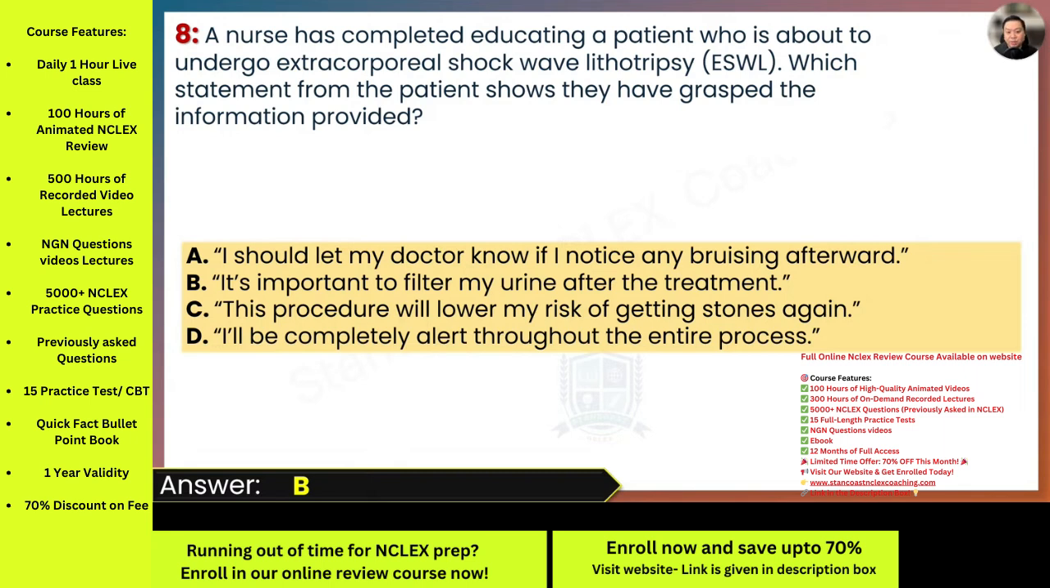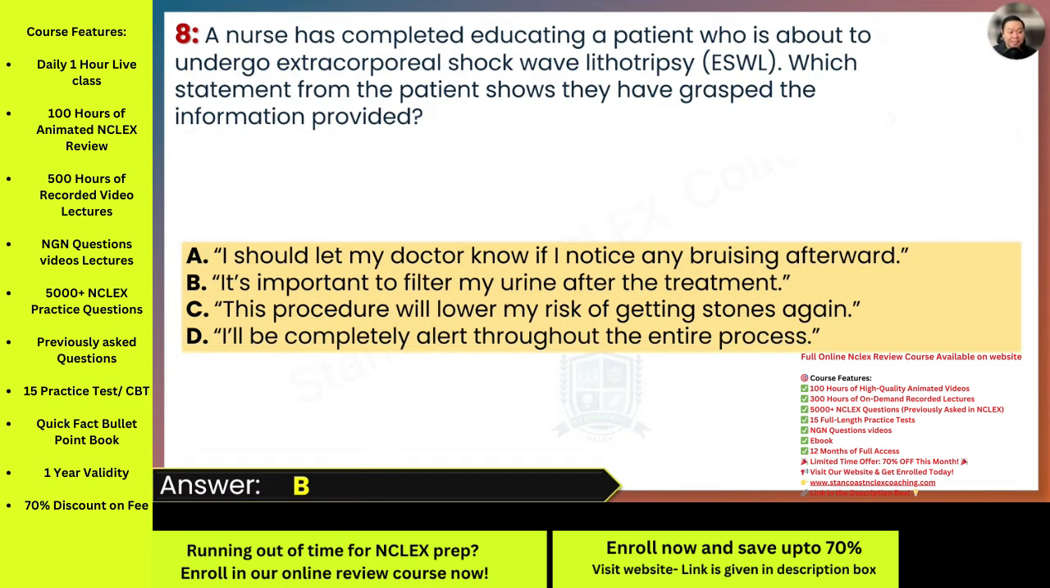They need to increase their fluid intake. They have to modify their diet and possibly they're going to have to take some medications to reduce their likelihood of developing those stones again. And so the clue here is lower my risk of getting stones again, which is misleading because the procedure does not address the prevention of new stones, just the existing ones. Now, letter D is also incorrect.